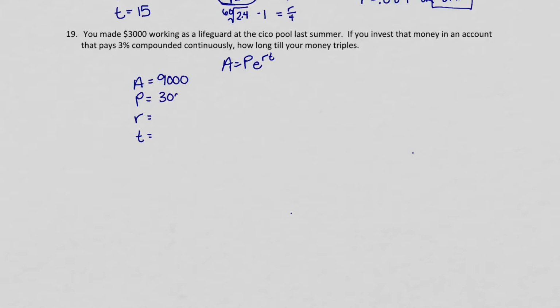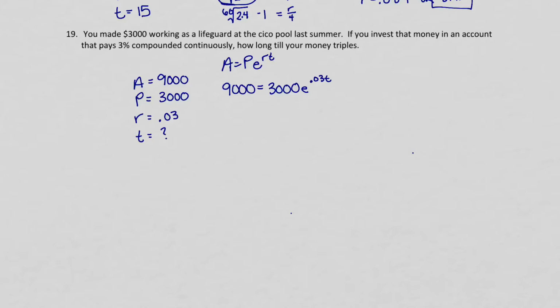My initial amount was 3,000. My interest is 3%, which is 0.03, and I want to know how long this is going to take. So I plug in what I know, A is 9,000, P is 3,000, E is not a variable, it is a number, but I have my rate as 0.03 and I don't know the time, so I leave T alone.